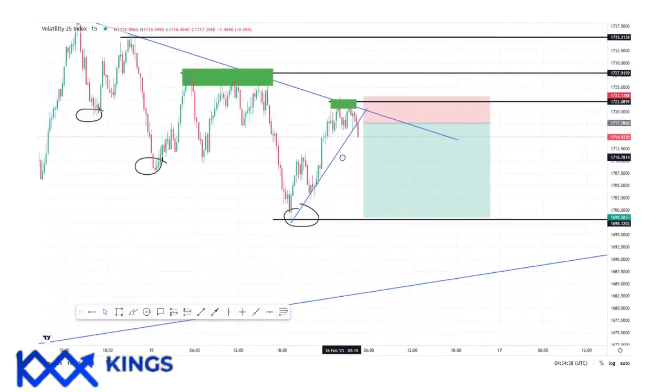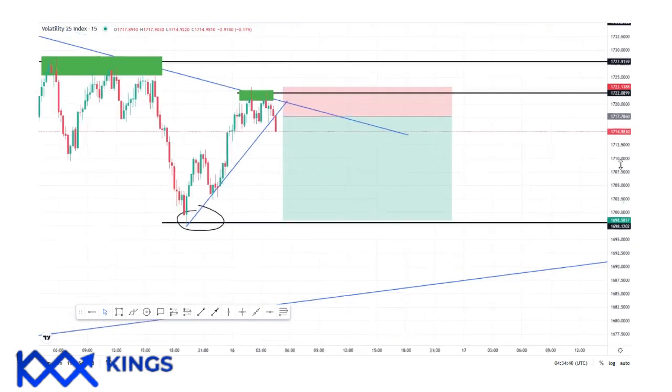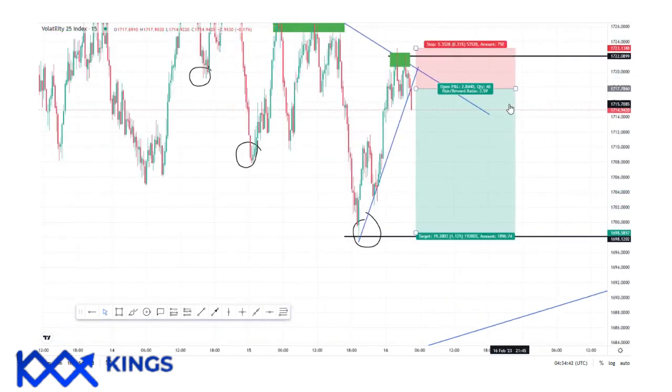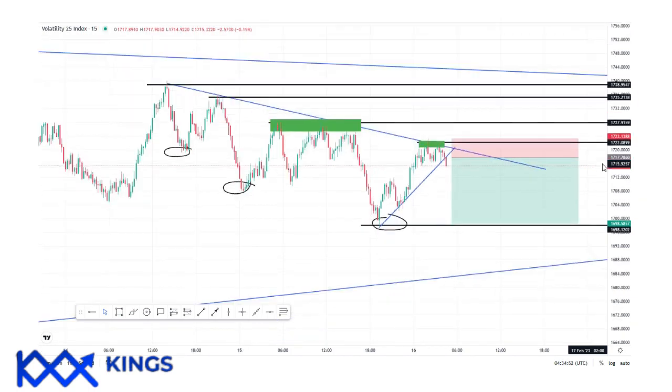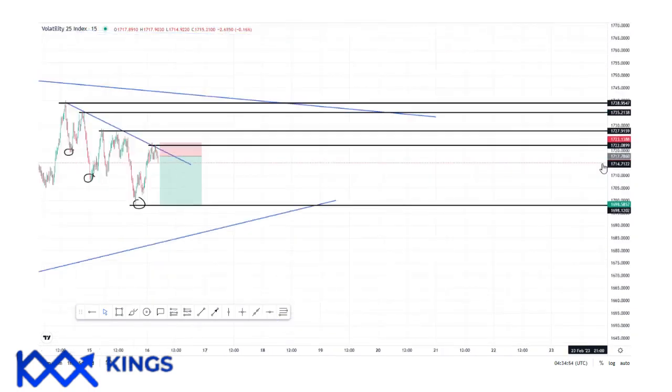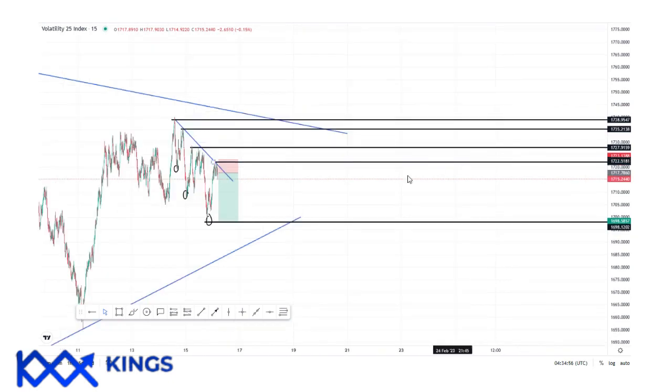Some of these things, when you see them, you don't need much analysis, you don't need much chart breakdown or anything like that. You just make your entry and wait for the price to play out, okay. That's for this particular setup, guys.